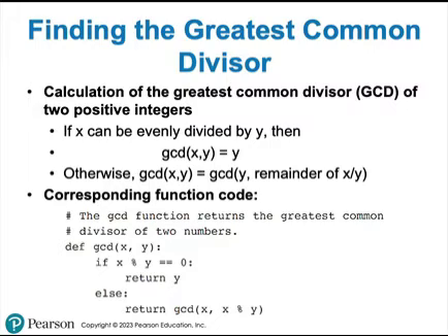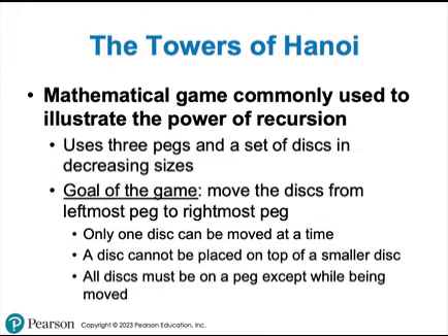Another classic example, which I've seen many times in recursion, is the Towers of Hanoi. Basically, you have a base that has 3 pegs, and when you start out, all of the pieces are on 1 peg in decreasing size. The goal of the game is to move them from one peg to another peg. Here they're saying move it from the left peg where you start over to the right peg. And you do this by rearranging the discs.